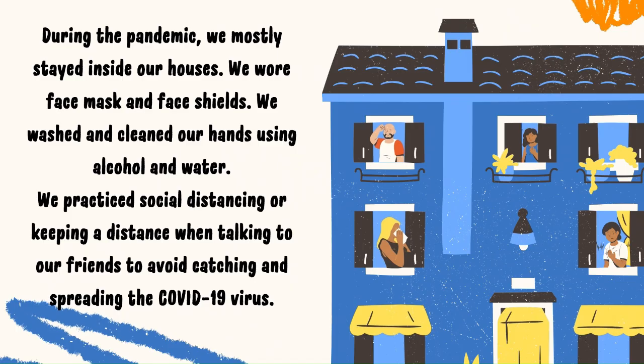During the pandemic, we mostly stayed inside our houses. We wore face masks and face shields. We washed and cleaned our hands using alcohol and water. We practiced social distancing, or keeping a distance when talking to our friends, to avoid catching and spreading the COVID-19 virus.